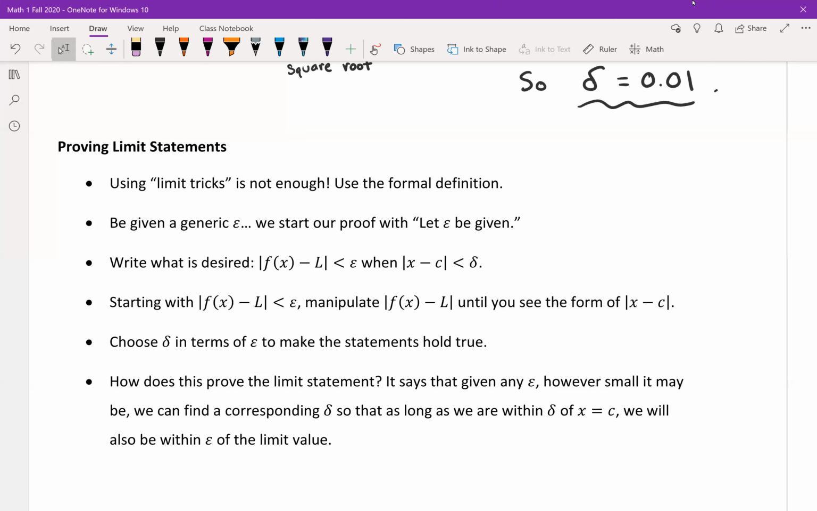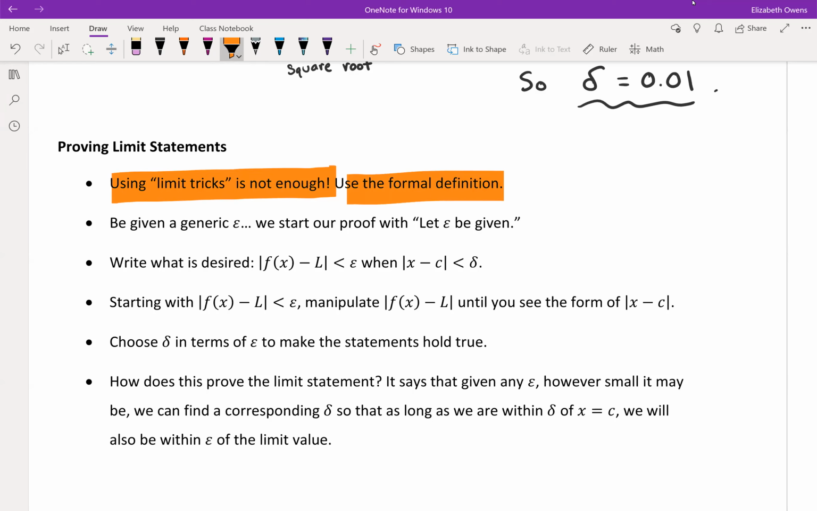Welcome back to section 2.3, and the next thing that we're going to look at here is the idea of proving limit statements. And this is something that we have to use this new formal epsilon delta definition for. So in proving limit statements, using limit tricks is not enough to solve this type of problem. We have to use that formal definition.